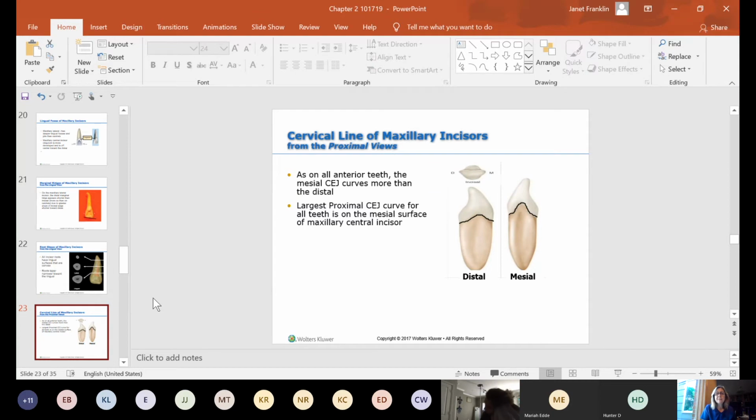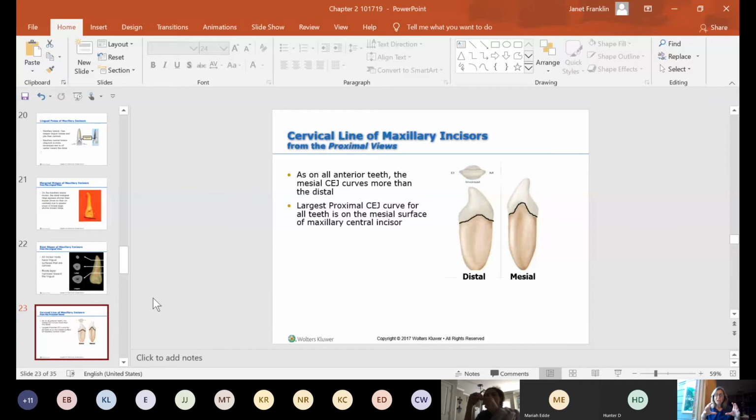And then the largest proximal CEJ curve for all teeth is on the mesial surface of the maxillary central incisor. So the biggest amount of curve is what you see right there in that right picture on the mesial. Oh, that's not the central incisor. Sorry, never mind. It's on the maxillary central incisor. So the biggest curve is going to be right here on the mesial of your maxillary central incisor, and it's going to get not as curvy as you go back, but still going to be more curvy on the mesial than the distal for all your anterior teeth.